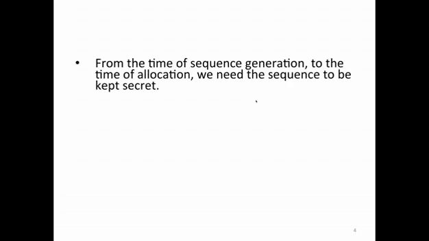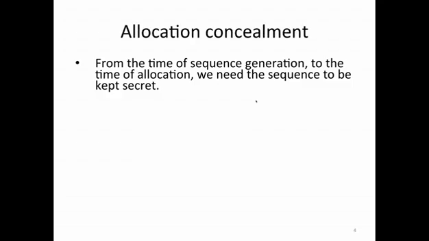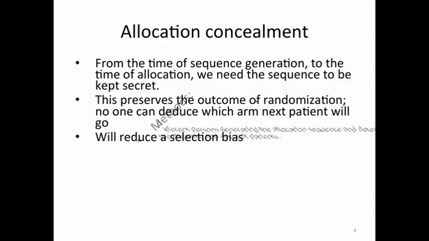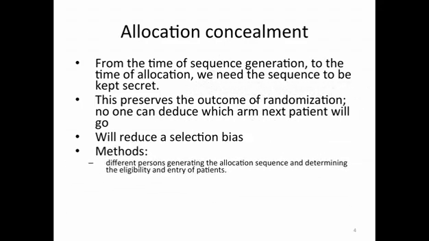So from the time of sequence generation to the time of allocation of the treatment, we need the sequence to be kept secret. This is called allocation concealment. This preserves the outcome of randomization. No one can deduce which arm the next patient will go to if the allocation is concealed. This will reduce selection bias. But how is this done?